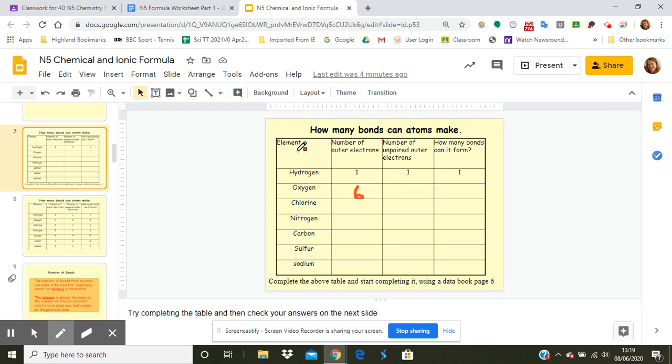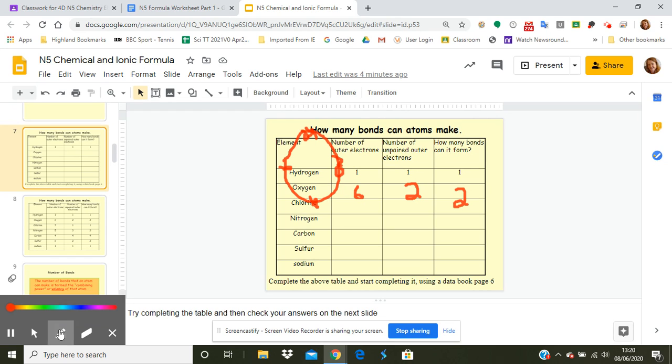But how many are unpaired? Well, you think about oxygen. How many are unpaired? You've got 1, 2, 3, 4, 5, 6. So you've got 2 unpaired here. So therefore, how many bonds can it form? It can form 2. This second column here is going to be the same. These 2 last columns are always going to have the same numbers in them.